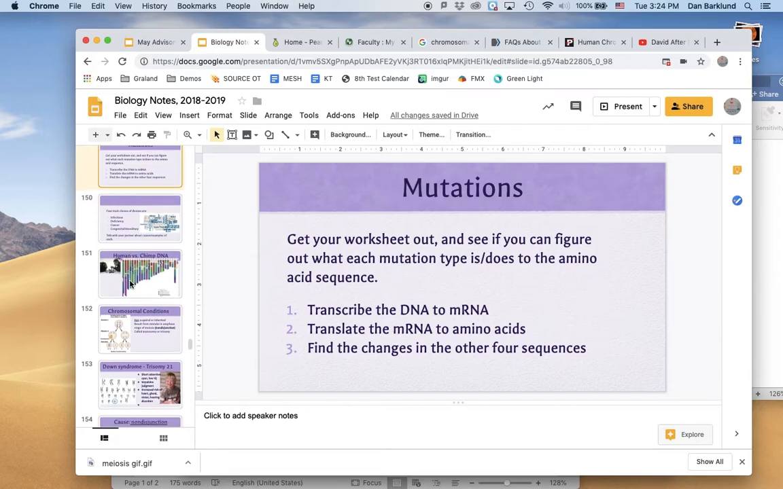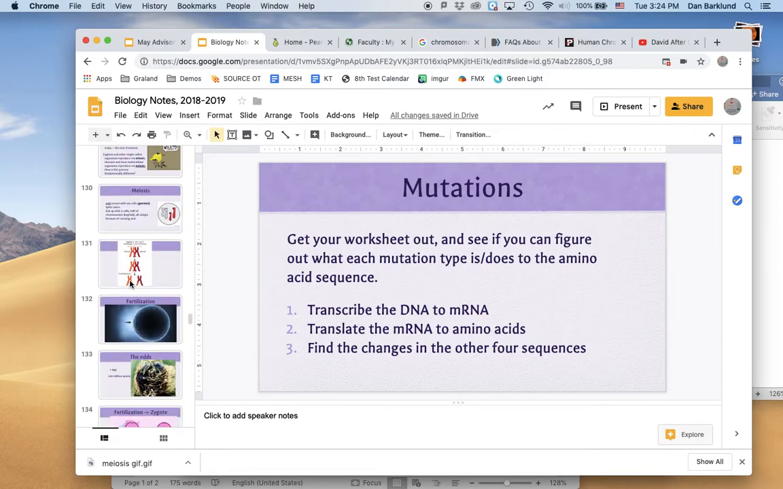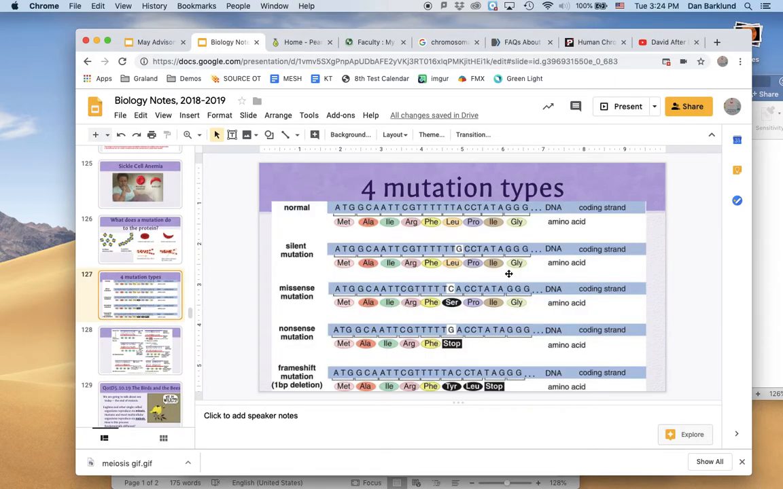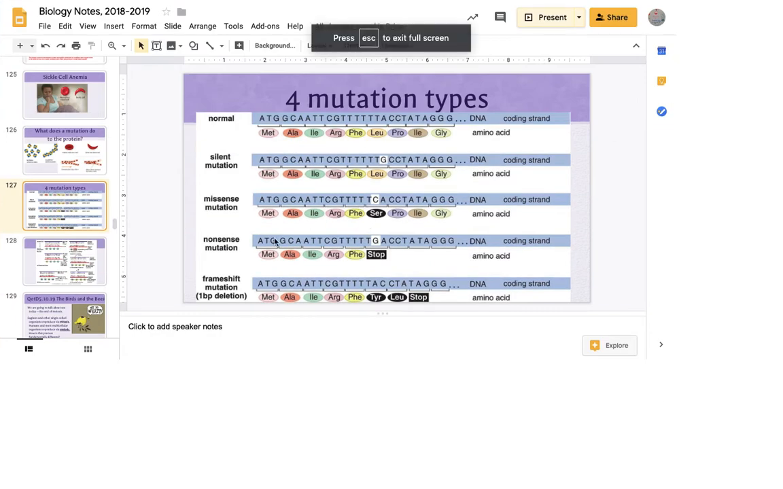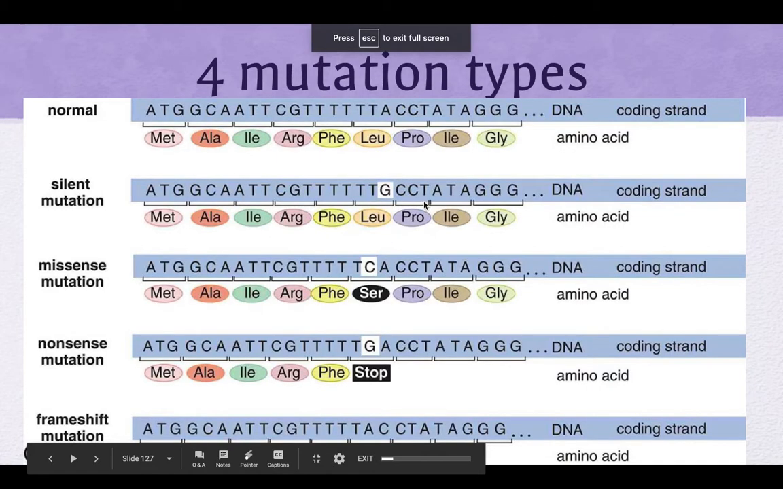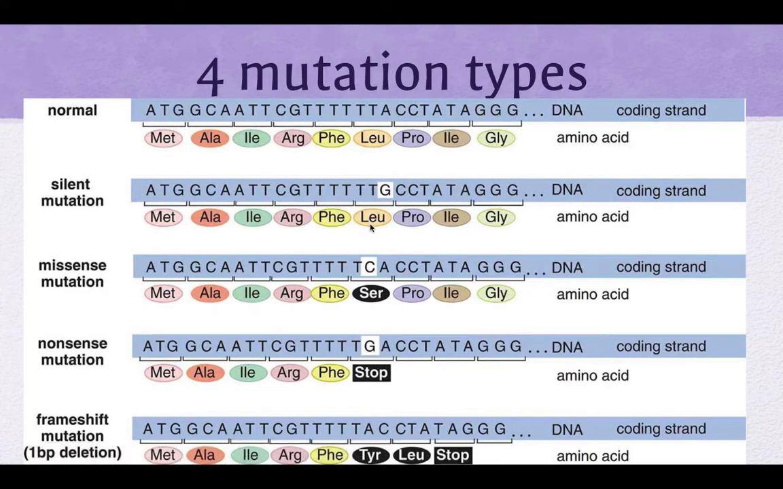Okay, so if you want to hear the answers now, you can unpause it. I'm going to go to the four mutation types. A silent mutation means that you have a change from TTA to TTG, but they still code for the same amino acid, leucine and leucine. So it's silent because, yes, it is a change in your DNA sequence, but it doesn't actually change the amino acid sequence, so it doesn't really cause any major problems in your body.